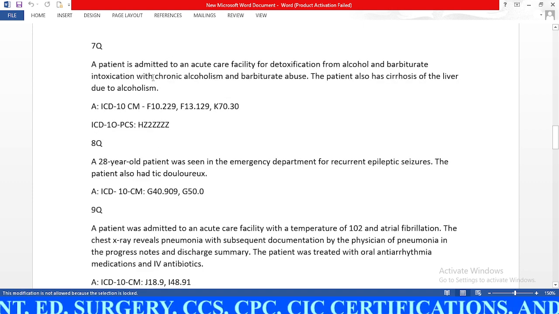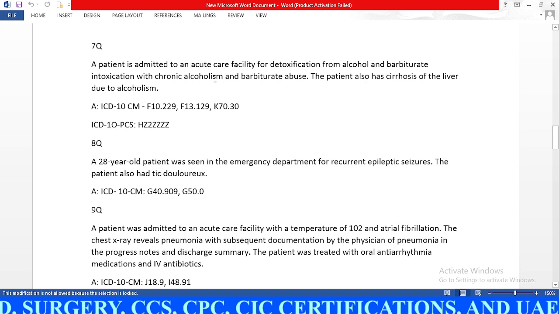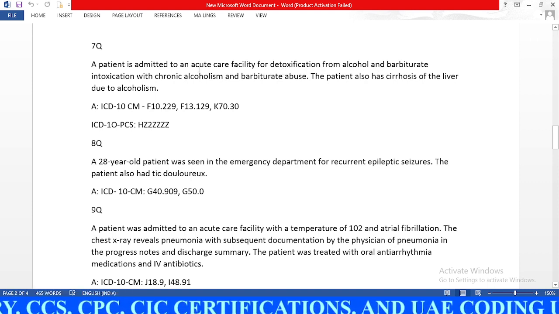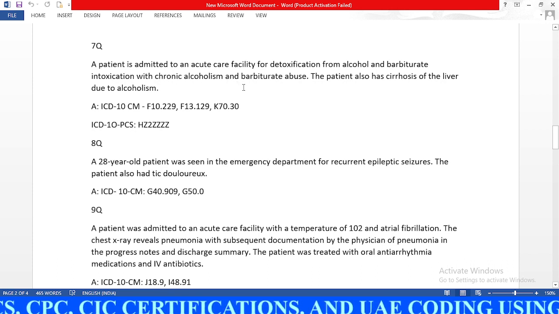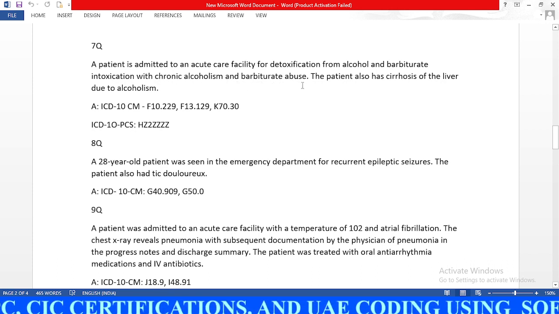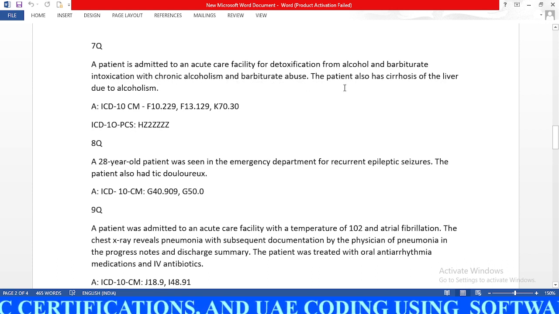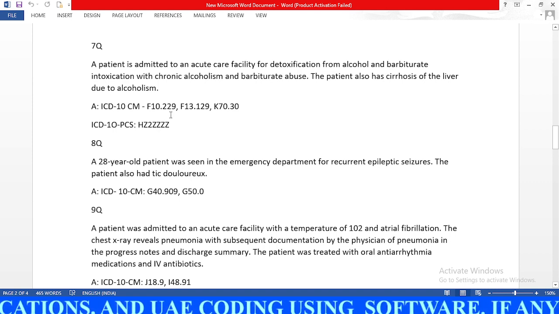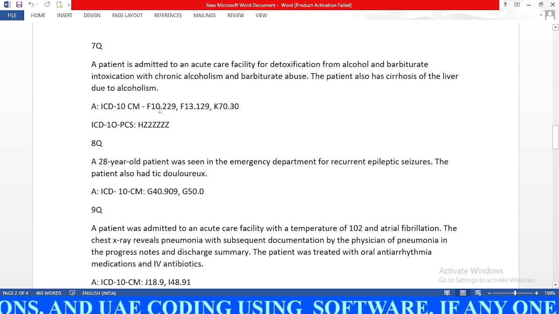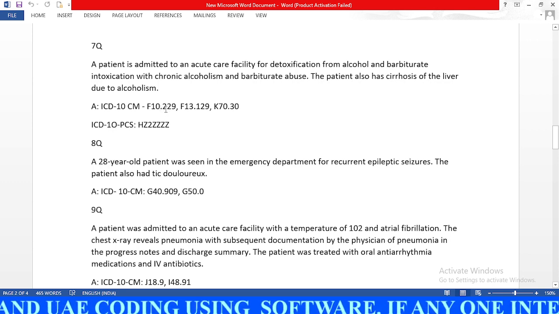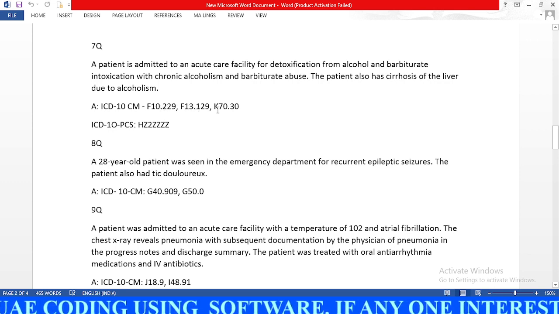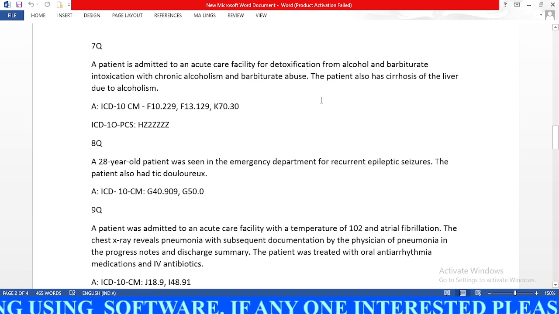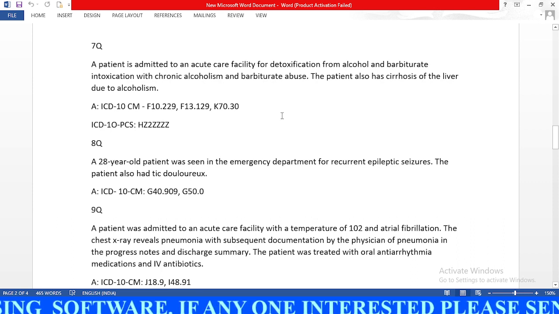Next question. A patient is admitted to an acute care facility for detoxification from alcohol and barbiturate intoxication with chronic alcoholism and barbiturate abuse. The patient also has cirrhosis of the liver due to alcoholism. How do you code this scenario? We need to code first ICD-10-CM F10.229, F13.129 and K70.30. K70.30 is for cirrhosis of the liver due to alcoholism.